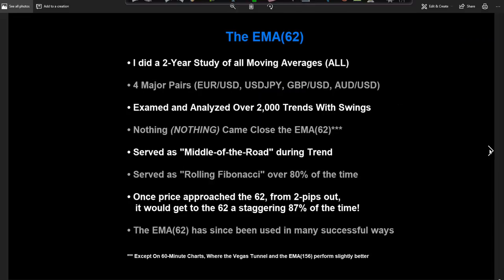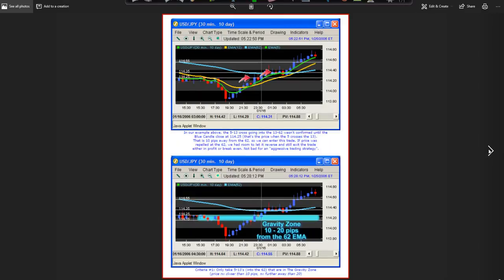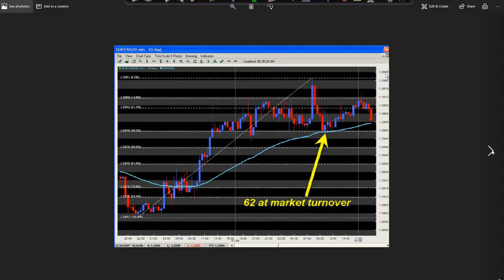That's just a simple EMA on close. So there's a picture of the gravity zone. Don't need to spend any time there. So we talked about the 62. The 62, we always make aqua so we know what it is on the 30-minute chart. It's always that aqua blue on a 30-minute chart.